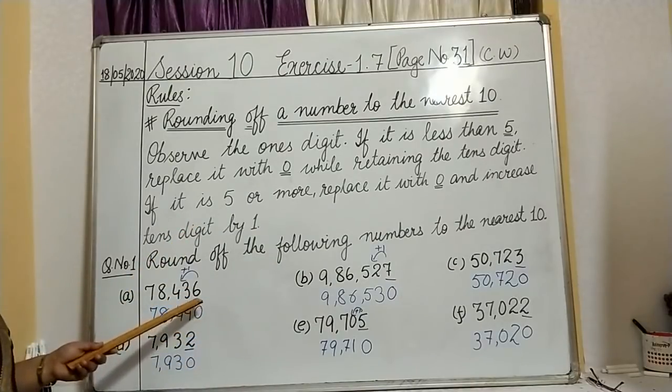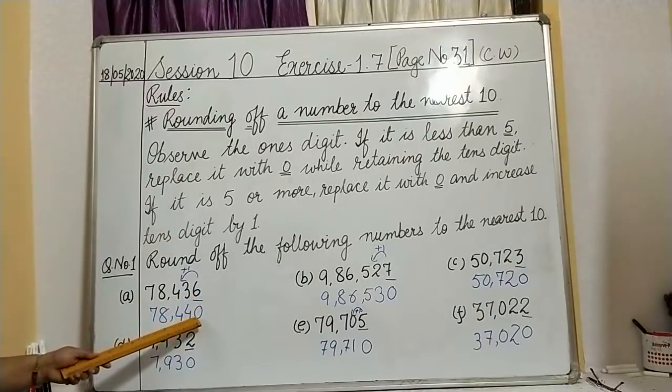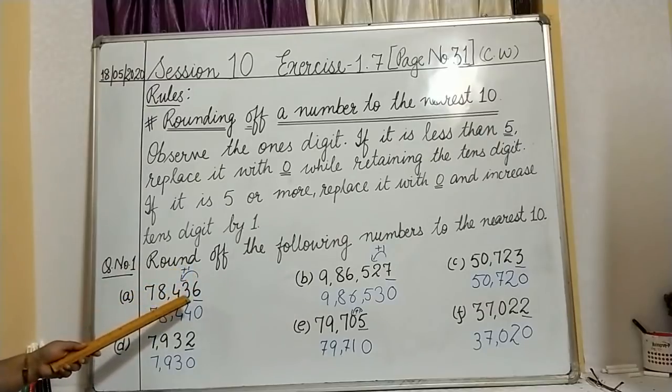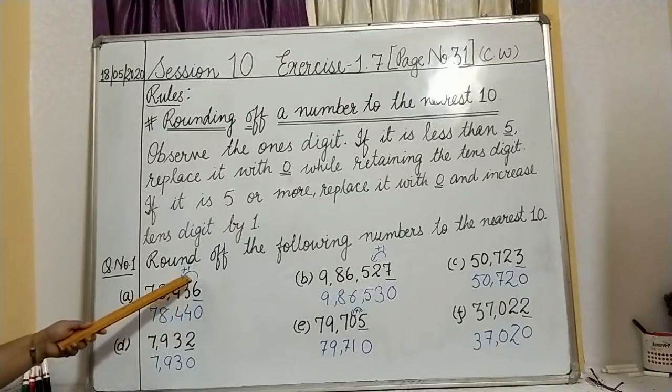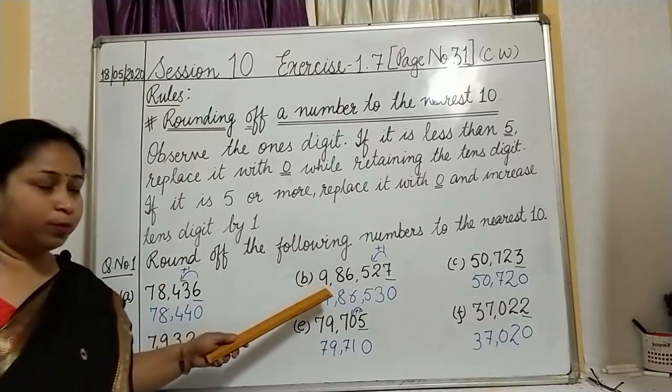Here we have 6, and 6 is what, children? It is more than 5, isn't it? So what we have done, instead of 6 we have replaced that with 0, but we have also added 1 at the tens place. So at tens place you were having 3, where it is added with 1 and then you are having 4 over there. So instead of 78,436, the number nearest to it is 78,440, right?